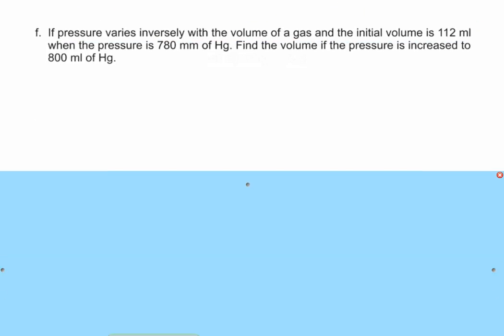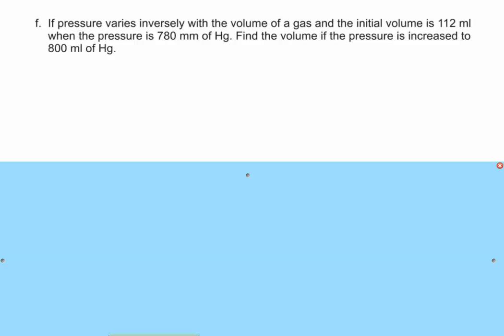Okay, so here's a situation. If pressure varies inversely with the volume of a gas, and it does, and the initial volume is 112 milliliters, when the pressure is 780 millimeters of mercury. Find the volume if the pressure is increased to 800 millimeters of mercury. All right, so we're going to increase the pressure.